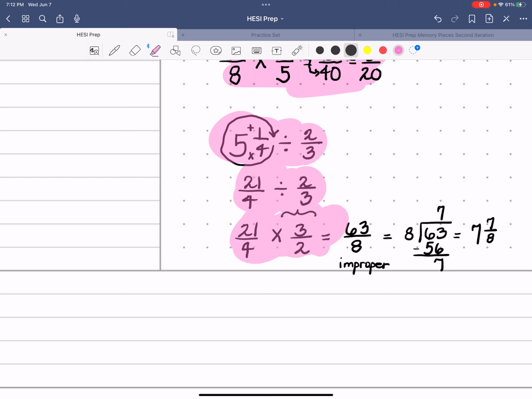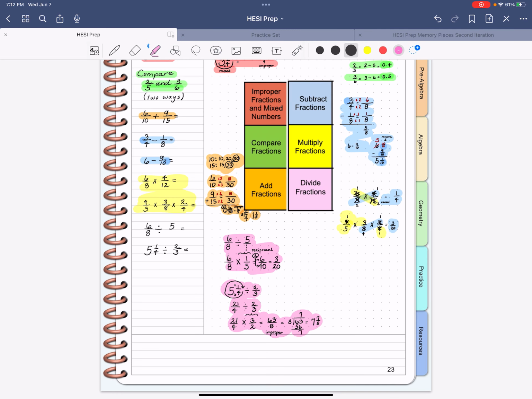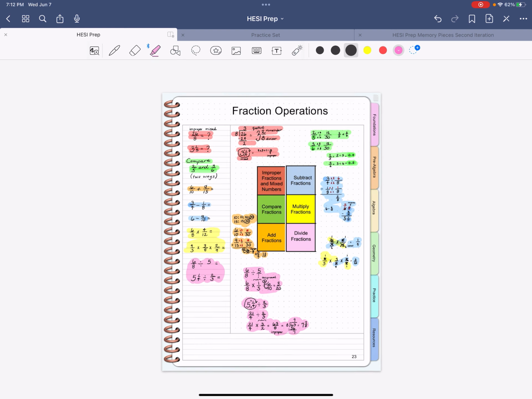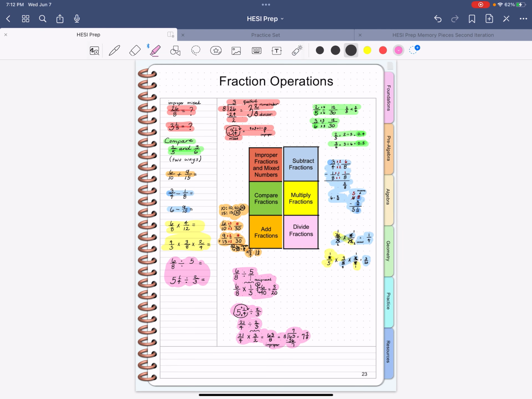And those are examples of each of the operations. There is a practice set that goes with this one. It's practice set 14. So I will be doing them on there if you want to watch that video. But this gives you examples and steps for each of the types of fraction problems. There is a lot in this page. Lots of steps, lots of things to remember.